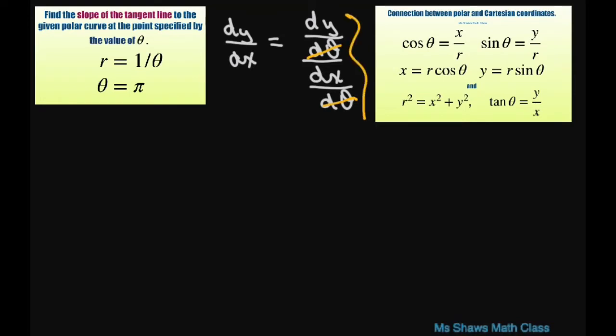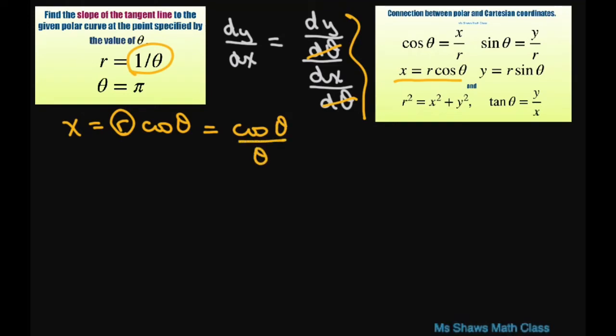So we need an x and a y. For our x, we have x equals r cosine of theta. Substitute in your r here. This gives you cosine of theta divided by theta. Similarly, for your y, we have y equals r sine of theta. And substituting in your r, this is going to equal sine of theta divided by theta.